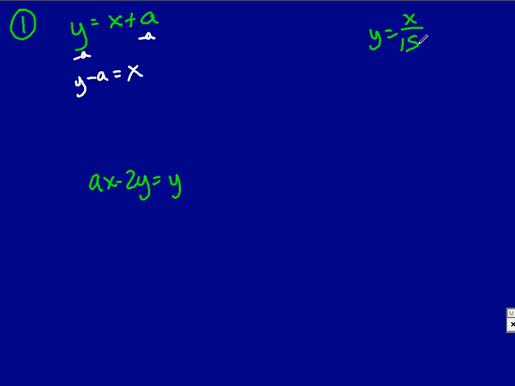Over here, if I have x divided by 15, I need to multiply by 15 to get rid of that. So 15y will equal just x, I got x by itself.